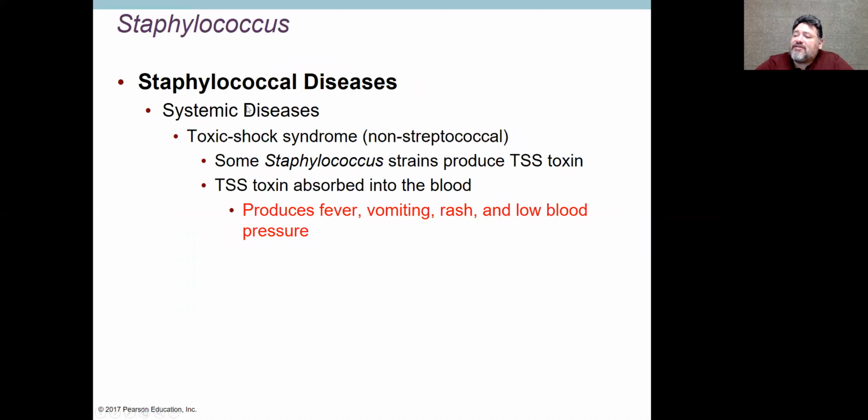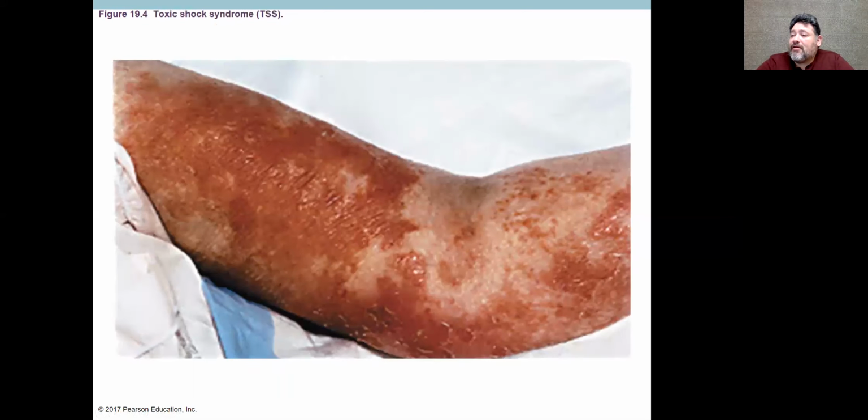Okay, what's the significance of toxic shock syndrome? I already alluded to it. It's the fact that it causes anaphylactic shock. Specifically, it produces fever, vomiting, rash, and low blood pressure. Okay, this can become a medical emergency. So that's important for you to know.